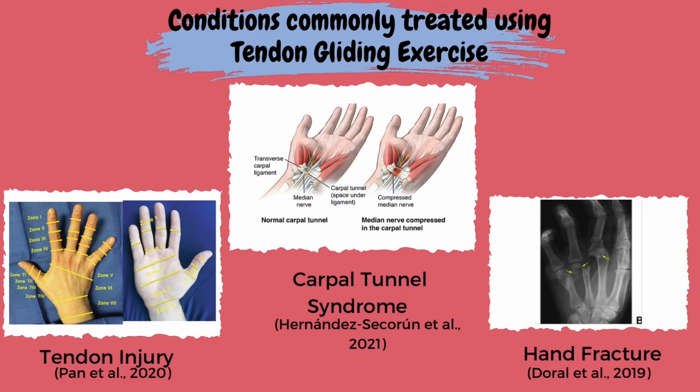Next is carpal tunnel syndrome, which is commonly treated with tendon gliding exercise for non-operative management or post-surgery management, and which causes pain, numbness, and tingling due to compression of the median nerve that results in weakness of the hand. Some studies have discovered that hand fractures, for example metacarpal or phalangeal fractures, cause restriction due to the risk of developing scar and adhesion after the surgery, which can be prevented by post-surgery management using tendon gliding exercise.